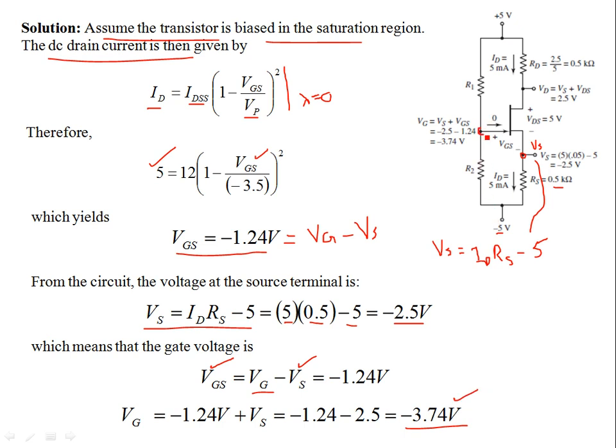This gate voltage is over here. Note that there is no gate current in a JFET device, so that's 0. We're not considering any input gate current. So the gate voltage that we calculated is minus 3.74 volts. And note that this gate voltage is the potential drop across the resistor R2.